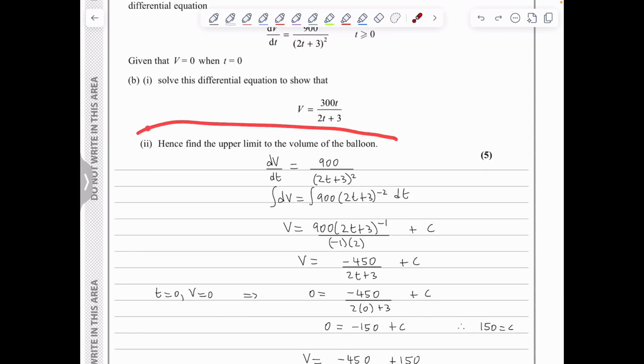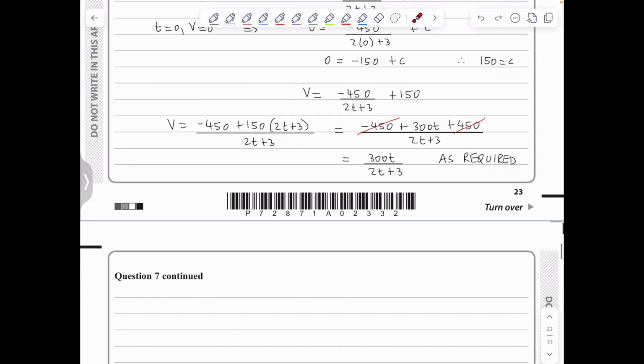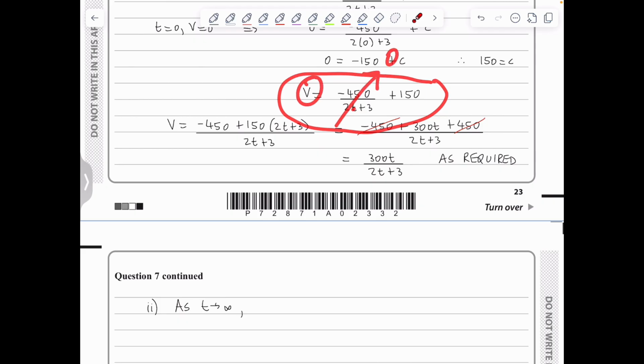In part ii, we are asked to find the upper limit to the volume of the balloon. So what we need to do is consider the value of V as t tends to infinity. So let me write this down. We've got t tending to infinity. So one thing we could do is go back to this expression we got here. As t goes to infinity, this part goes to 0, and therefore V goes to 150.